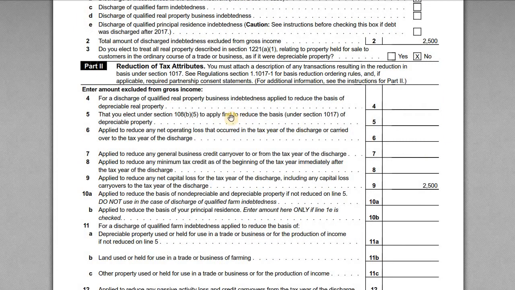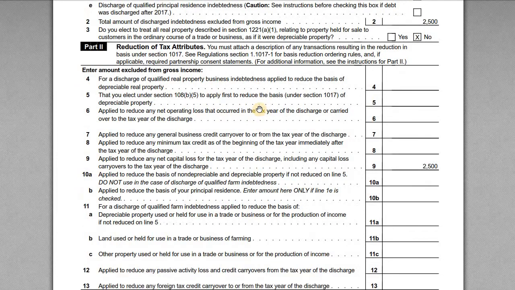So in part 2, what they're trying to capture here is if you have any assets remaining after the discharge of debt, you're supposed to reduce the basis in those assets as much as possible, but not below zero. And that's because if you go ahead and sell those assets later on, you're going to realize a greater gain from the disposition of the asset when you sell it. And so there's a couple of things that you could apply the discharge of indebtedness to reduce the basis. You're basically supposed to go in order.